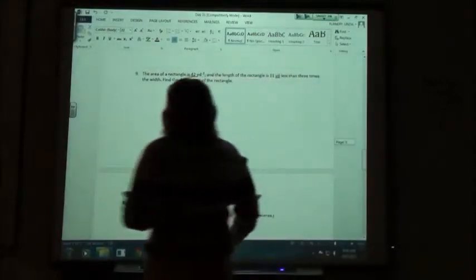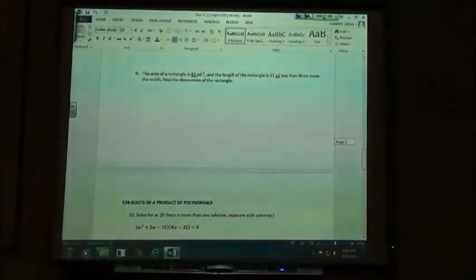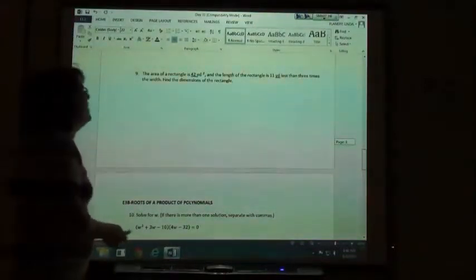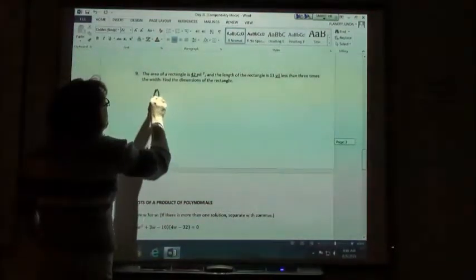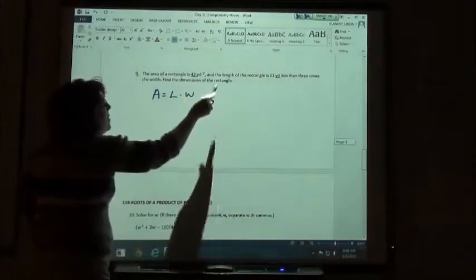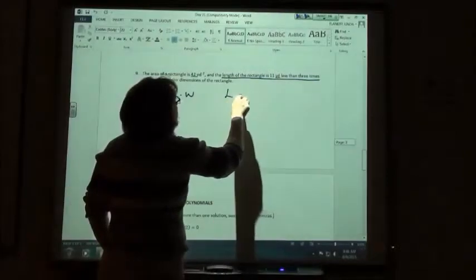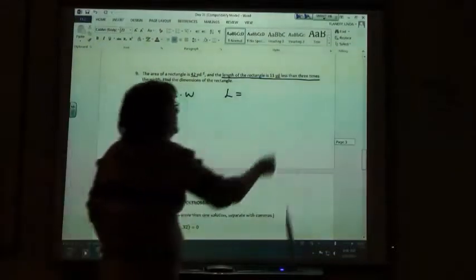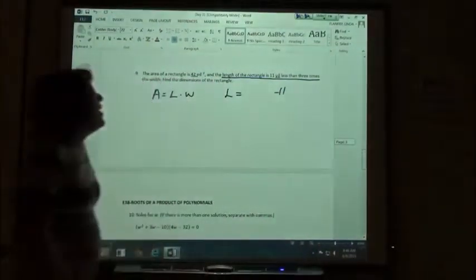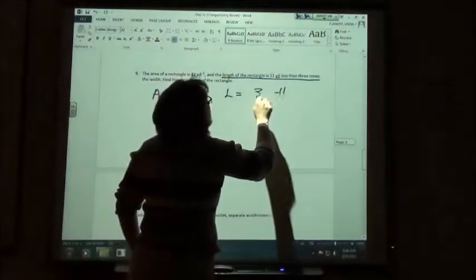Number 9 then, the area of my rectangle is 42 yards squared. The length of the rectangle is 11 yards less than 3 times the width. Find the dimensions of the rectangle. So again, we have the area. We know area is length times width. Then we can rewrite the length in terms of the width because it says the length is 11 yards less, so minus 11, than 3 times the width, 3w. So the length is 3w minus 11.